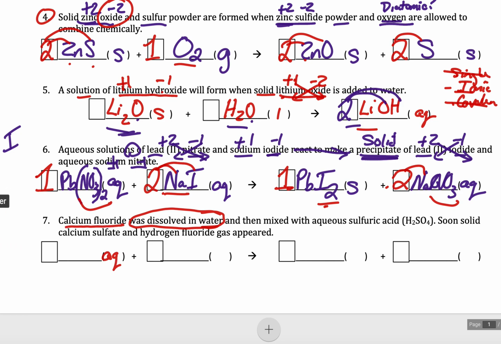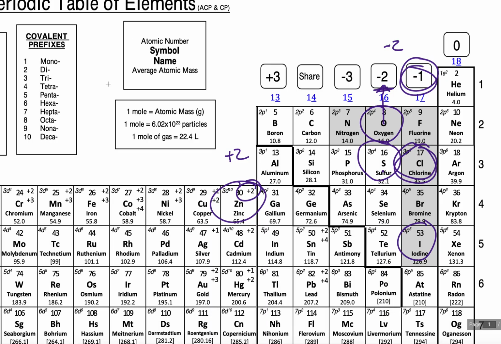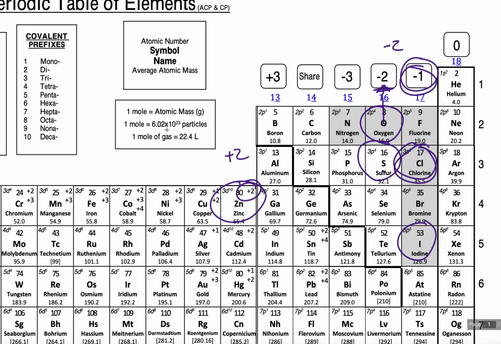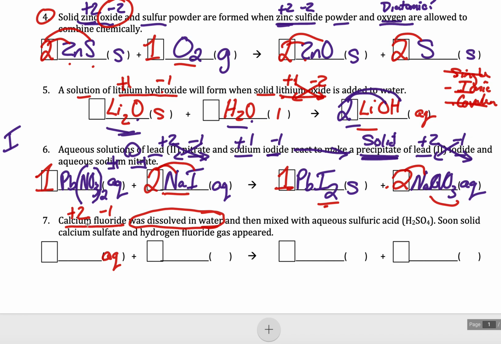Now, is this a single element, is it ionic, or is it covalent? Well, it is not a single element, and I don't see a prefix, so it's not covalent. It is ionic. If it's ionic, I need to know my charges. Calcium +2, fluorine -1. How do I know that? Here is calcium +2. Here is fluorine -1. They're not the same. I crisscross, so I end up with Ca getting the 1, F getting the 2. Dissolved in water, here's my aqueous.